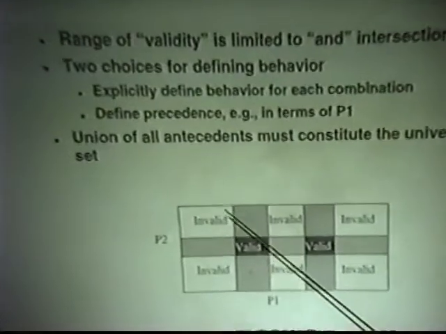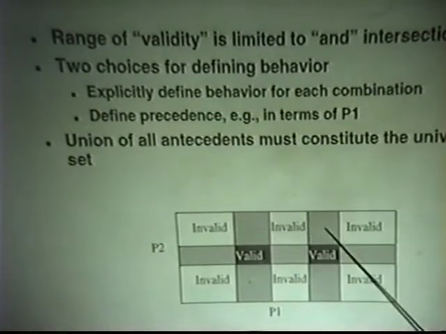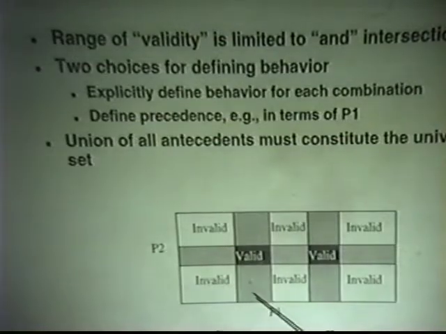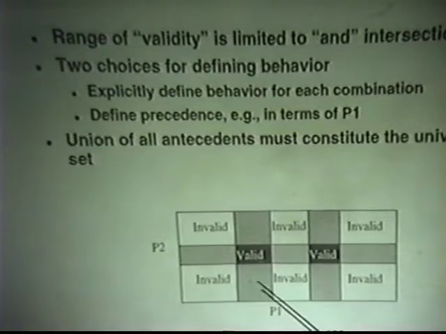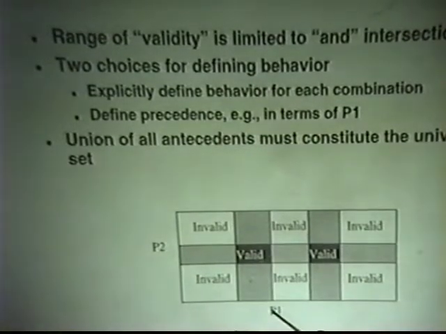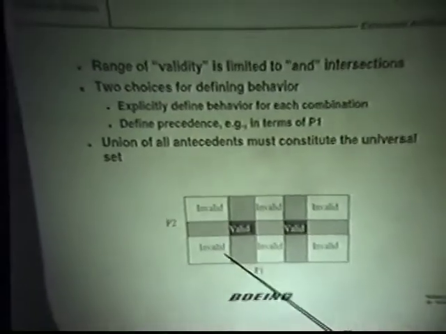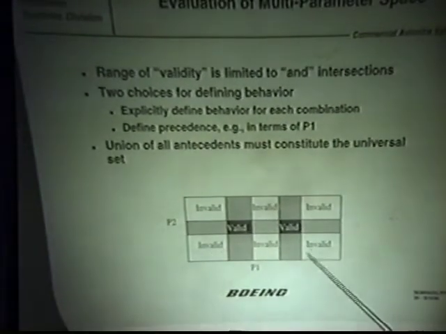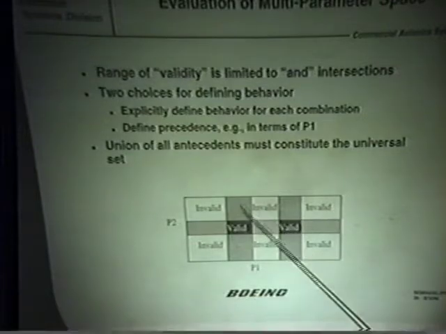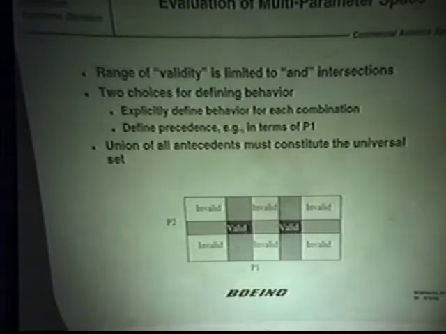But you've got 2 choices. You can either define the behavior explicitly at each of the invalid points. In this case, we've got 13 invalid pairs of conditions. Or you can define a precedence and say, well, in the case of multiple invalidity, always perform the behavior associated with P1. In other words, it doesn't matter whether P2 is valid or invalid. If P1 is invalid, always do the behavior associated with that range of invalidity of P1.